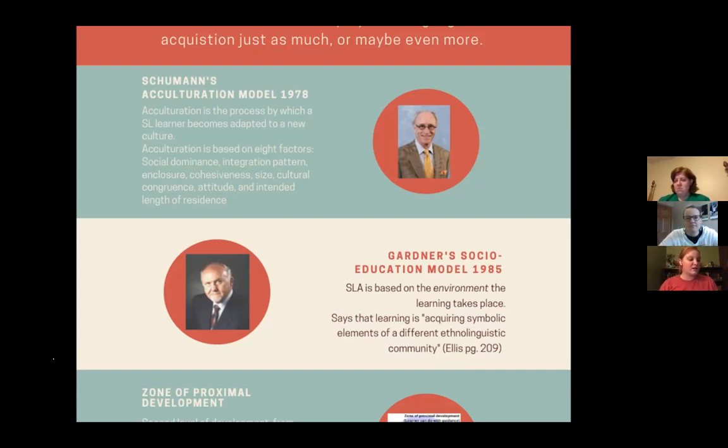So these things all go back to Schumann, who did this study on six learners. One of them, Alberto, did not do well, and they were trying to figure out why his classmates did better and he did not. Alberto had many situations against him in terms of these factors. His group is socially inferior to the target language group. Neither the group nor the target language group sought assimilation. His group was characterized by high enclosure. The second language group was relatively cohesive and large, and the level of cultural congruence was not high.